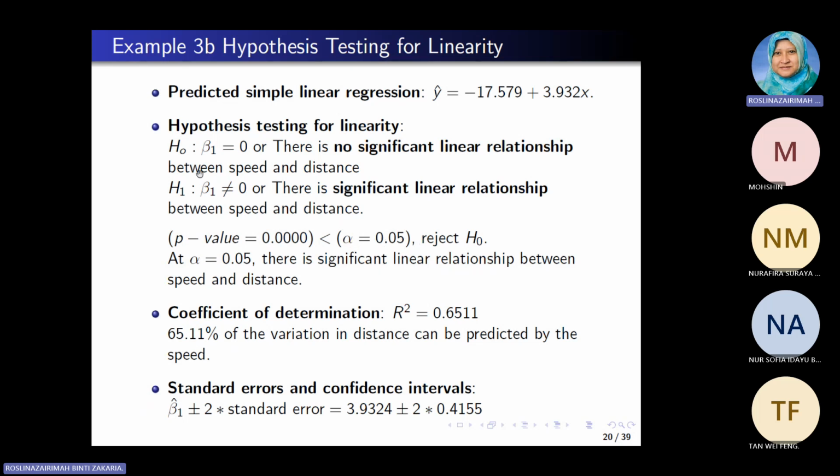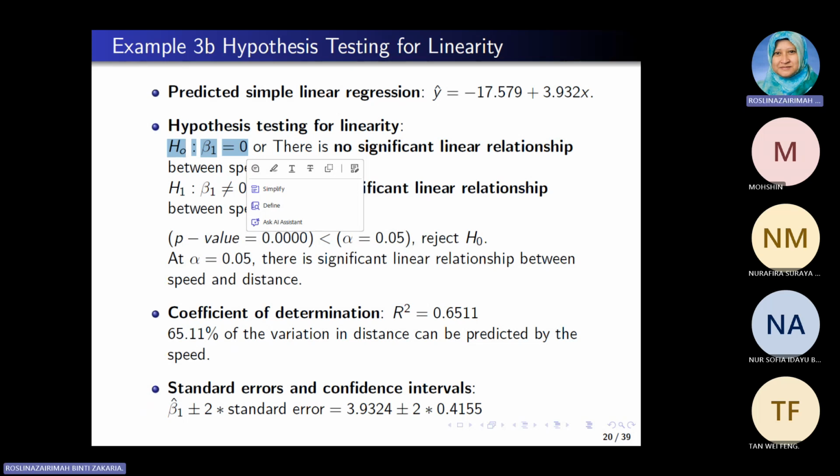So we reject the null hypothesis, which means the slope is not 0. So at alpha 0.05, there is a significant linear relationship between speed and distance. And then we also comment on the coefficient of determination from that output, that is R squared equal to 0.6511. Since this is a simple linear model, we only take R squared. If we are dealing with multiple linear regression, we need to take the adjusted R squared.